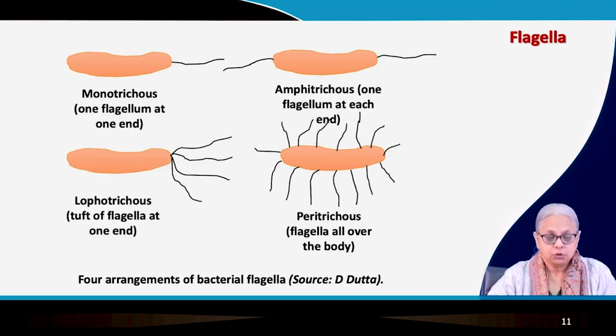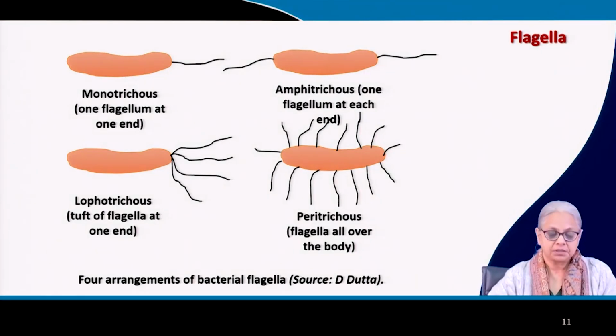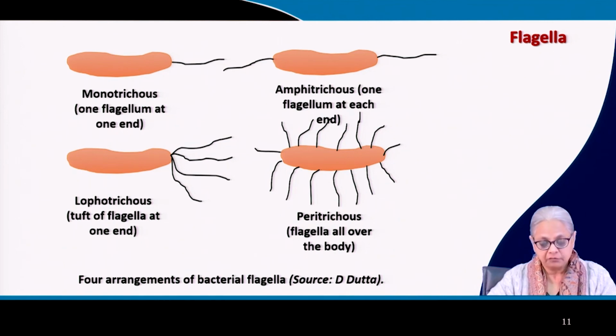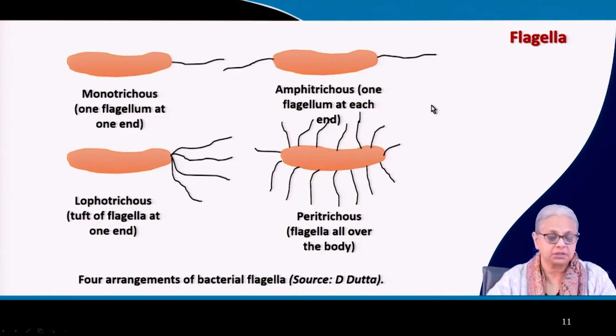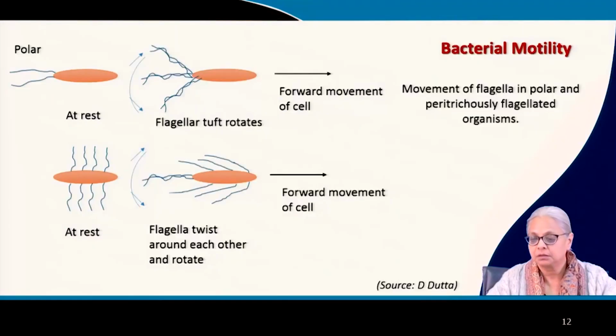So here we have Lophotrichous. Lophotrichous is a tuft of flagella at one end, and that means multiple flagella attached at one end. And then we have Peritrichous. Peritrichous means all the flagella are distributed throughout the surface area of the bacterial body or the cell.